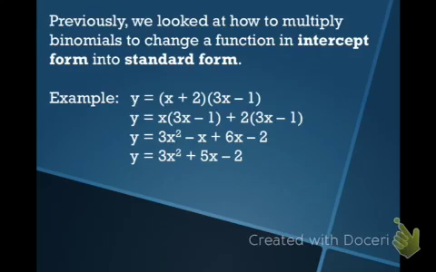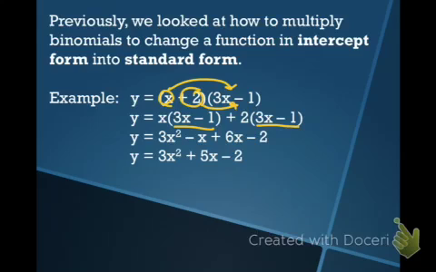Okay, remember back to when we looked at examples for how to multiply binomials. We took a function that was already in intercept form, and then we used distributing to put it into standard form. We looked at how we're going to take this x right here and multiply it by the entire binomial, and then we're going to take this positive 2 and again multiply it by the entire binomial.